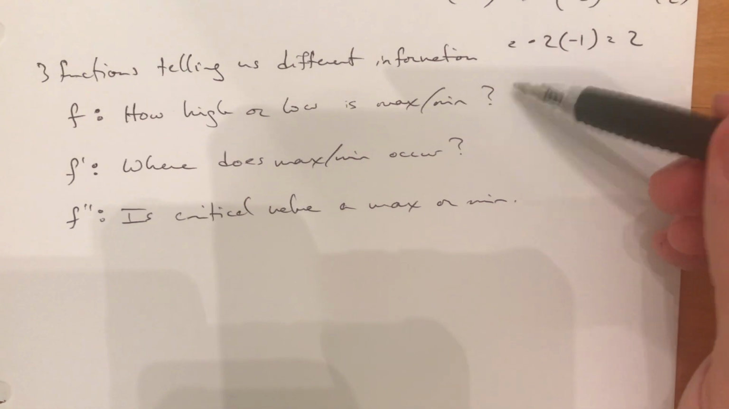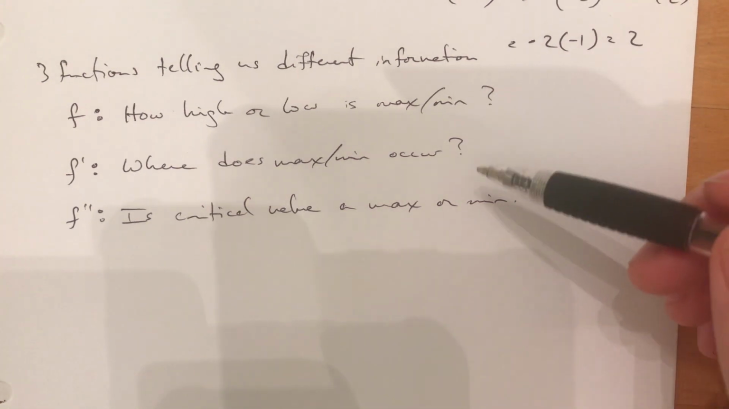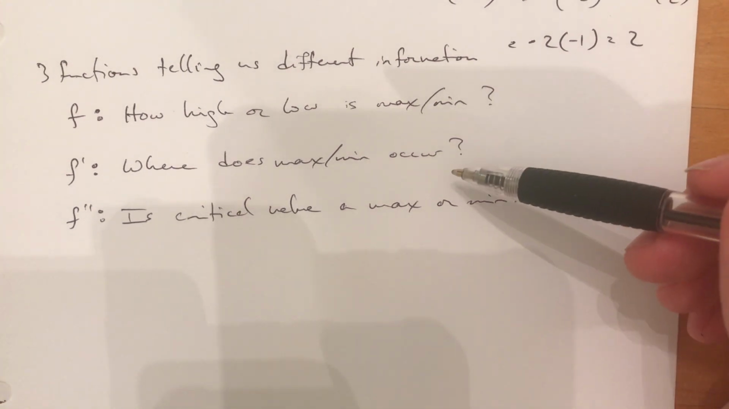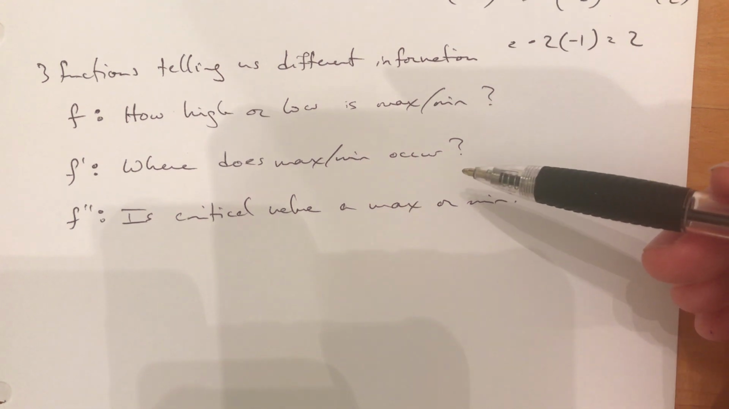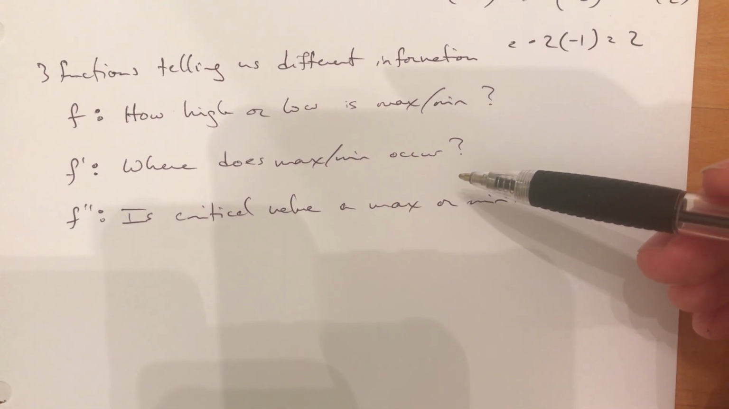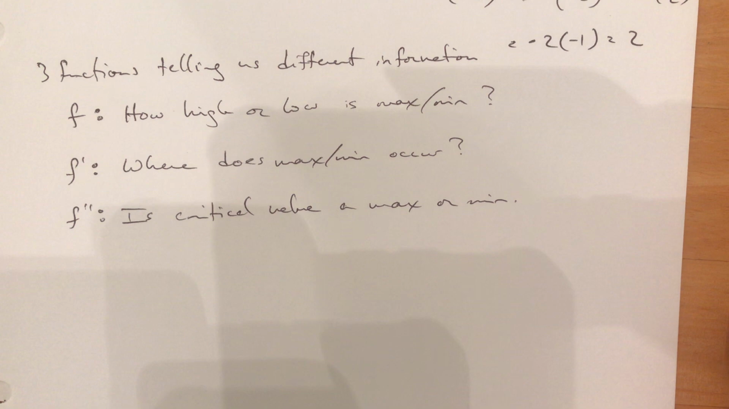F tells us how high or low the function is going to be on the graph. The derivative tells us where those maximum and minimum values can occur, and then F double prime tells us if we have a maximum or if we have a minimum. It sorts them out for us. Again, hopefully in the cases where the second derivative test actually works.